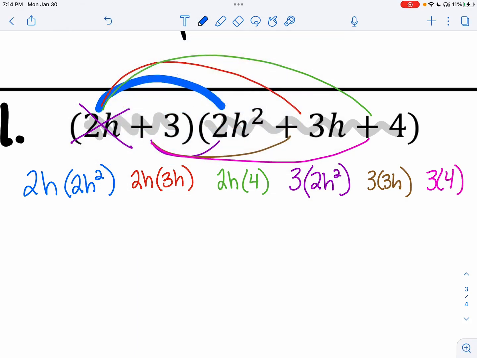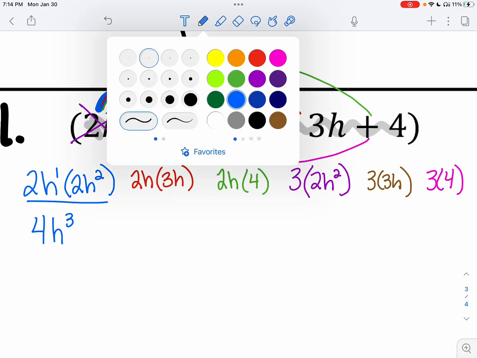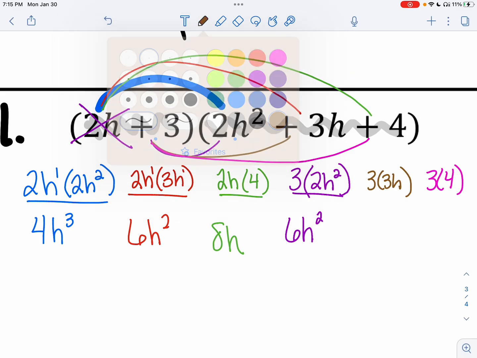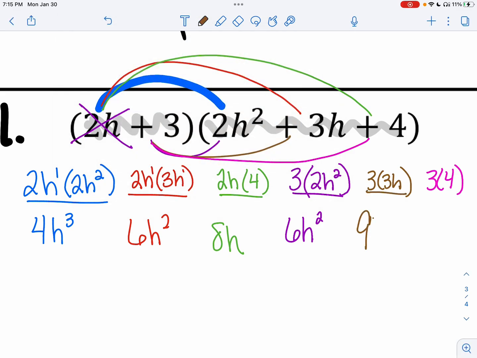Now we multiply. 2 times 2 is 4. And all together, it's h to the third because of the 1 plus the 2. 2 times 3 is 6. This will be h squared because of the 1 plus the 1. 2 times 4 is 8 with a single h. 3 times 2 is 6 with the h squared. 3 times 3 is 9 with the h. And 3 times 4 is 12 with no h.